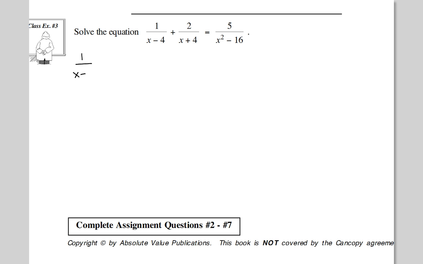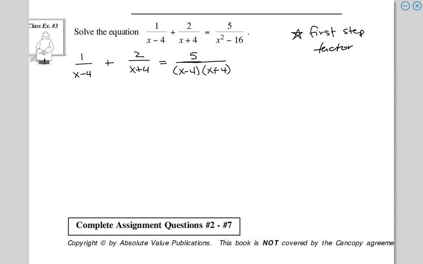Okay, so 1 over x minus 4 plus 2 over x plus 4 equals 5 over x minus 4 times x plus 4. So first step, factor. Okay, so be aware, if you're given an expression that's not factored, you must do that. Now, staring at this question, what do you believe the LCM is?